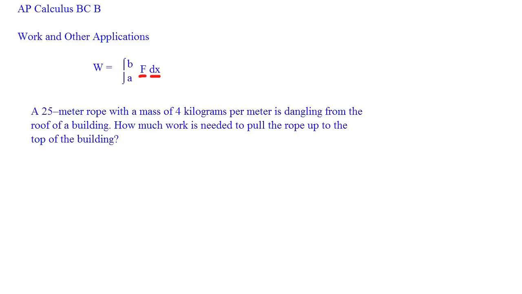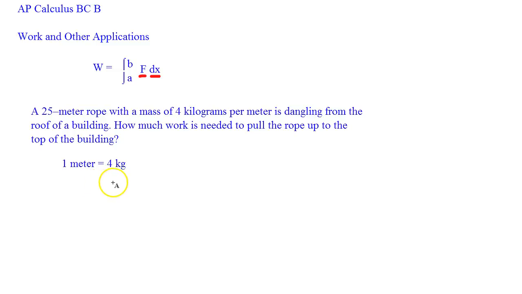All right, so let's say we have a 25-meter rope with a mass of 4 kilograms per meter dangling from the roof of a building. How much work is needed to pull the rope up to the top of the building? Okay. All right, so since 1 meter of the rope has a density of 4 kilograms, so 1 meter of rope equals 4 kilograms.